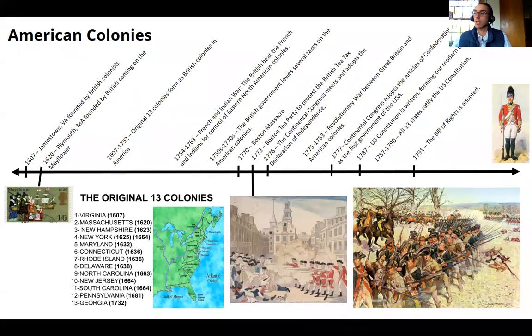A group they called the Continental Congress, all the leaders from all the different colonies, were illegally meeting in Philadelphia, and they adopted the Declaration of Independence. We're going to look at that in a minute. They declared their independence, right? They said, we don't want to be part of Britain anymore. We want to be an independent nation. And they called themselves the United States of America.